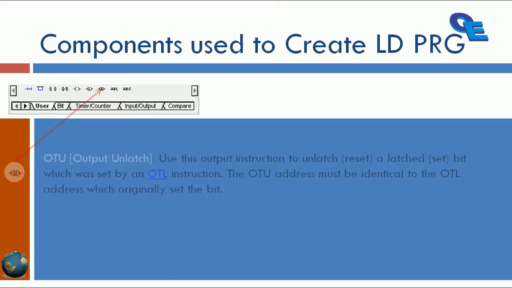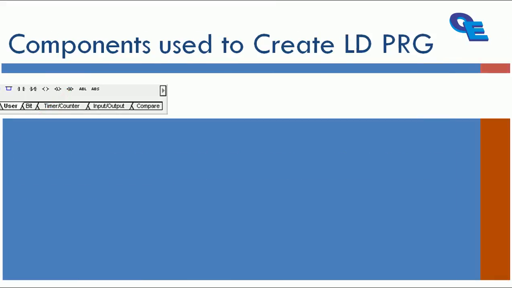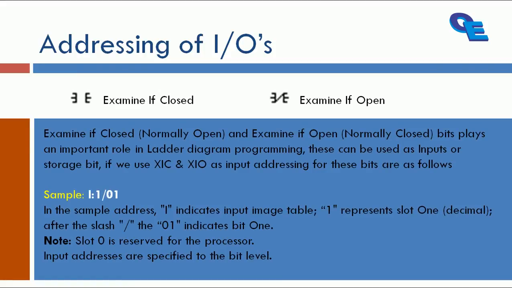For example, already you have seen XIC and XIO. Here as a sample, we can take one example: I colon 1 by 01. In the sample address, I indicates the input image table. 1 represents slot 1 in terms of decimal. After the slash, the 01 indicates bit 1.